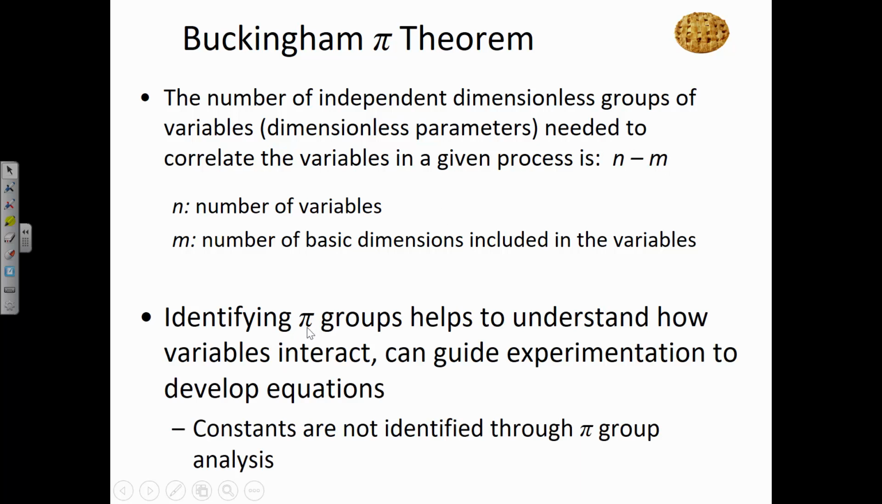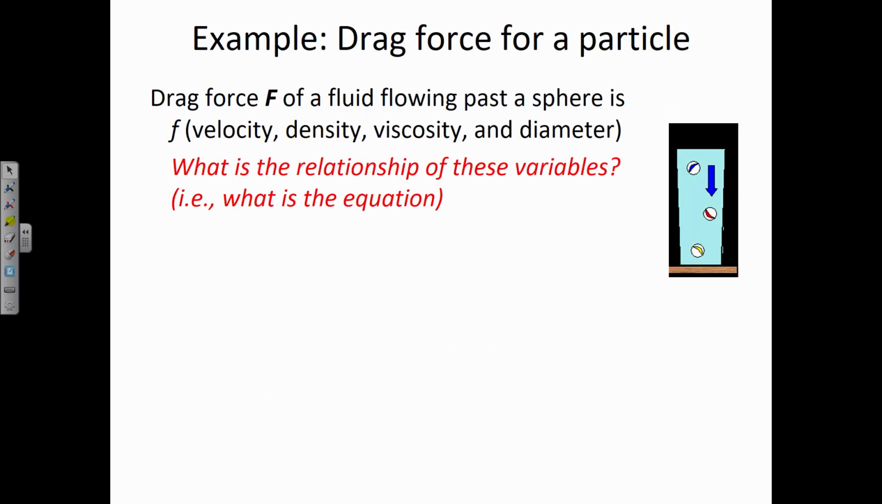And putting together the combination of pi groups is a process that's a little bit like puzzle solving, like problem solving. So just to illustrate what I mean by that, if we take the case of a sphere that falls downward in a fluid, then we want to have some sort of an equation that says what is the relationship between velocity, density, viscosity, and diameter. So those are all parameters that we know influence drag force, but we don't know what the equation is.